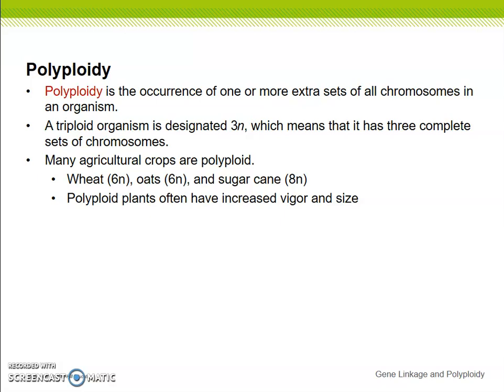Okay, strawberries have extra pairs. I don't remember what number, but they have a lot. Polyploid plants often have increased vigor and size. That means that they're stronger. They're more likely to reproduce. They're more likely to have lots of offspring, and they're probably going to be larger in size.